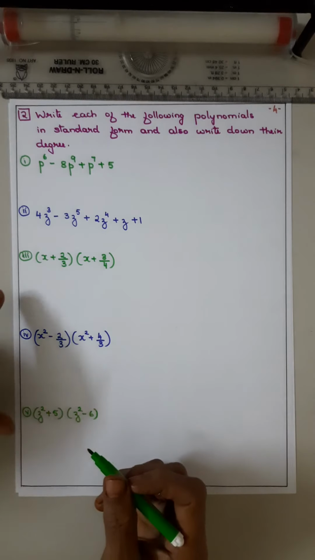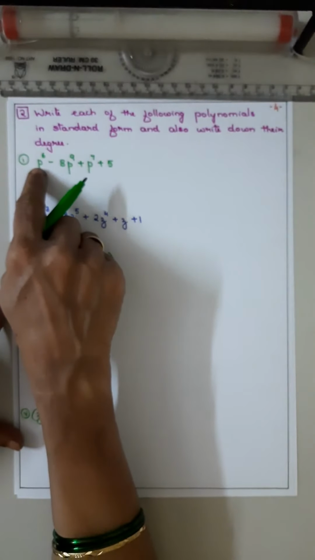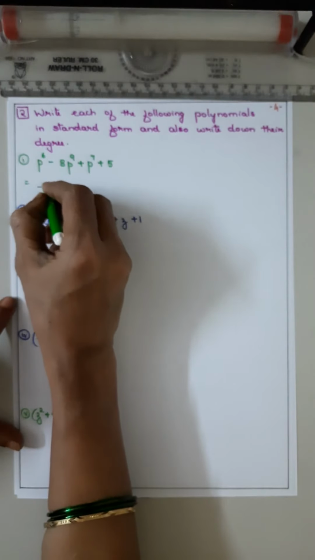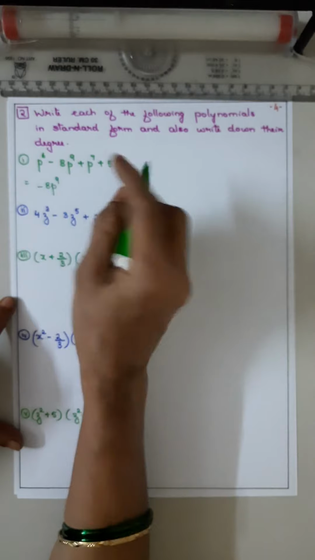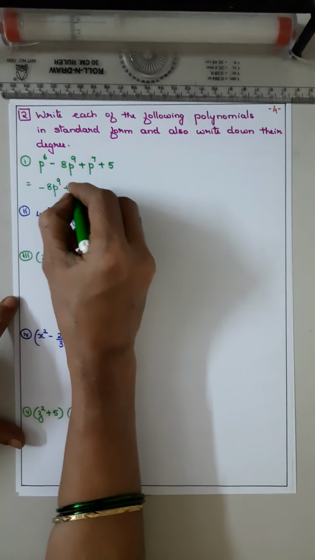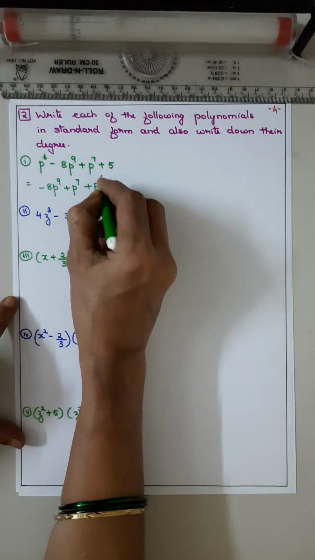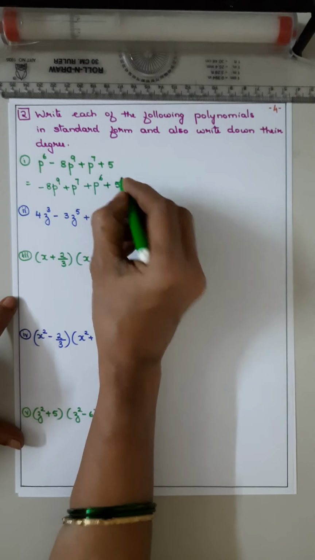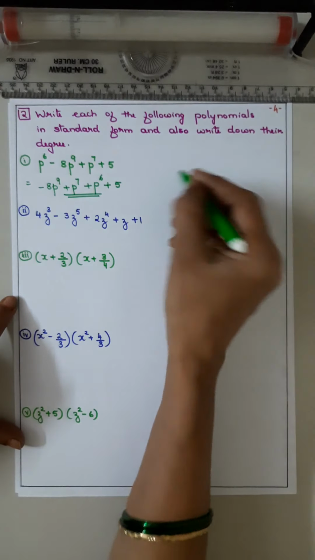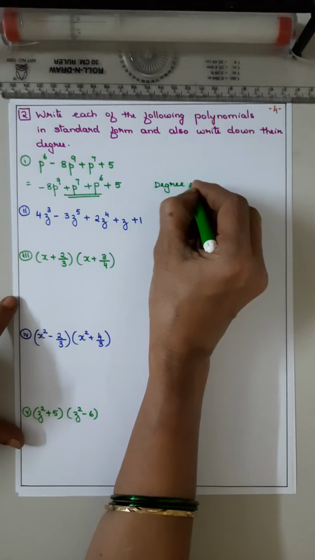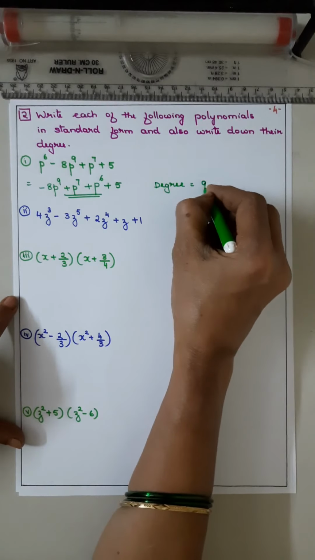So first how will you write? Minus 8p to the power 9, it has to be written first, isn't it? Next is p to the power 7. Next is p to the power 6. Then 5. This is the standard form. And degree is how much? The highest. What is it? 9.